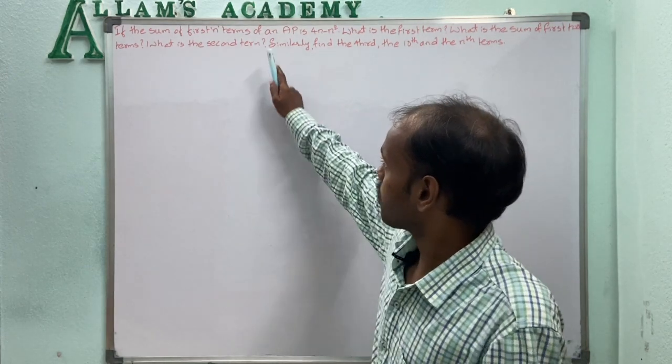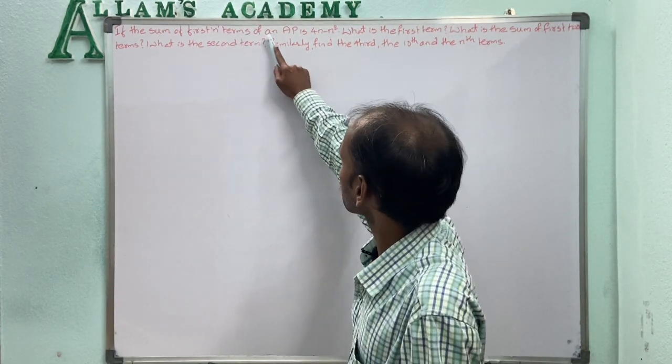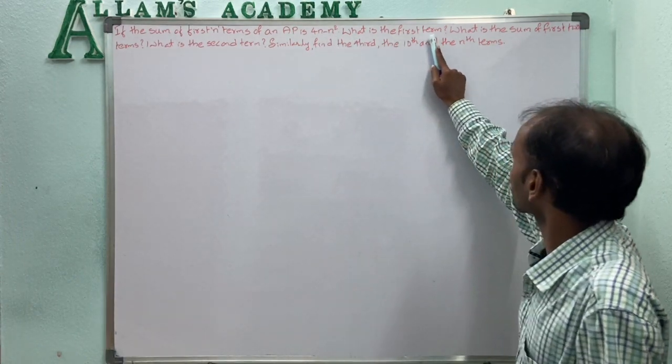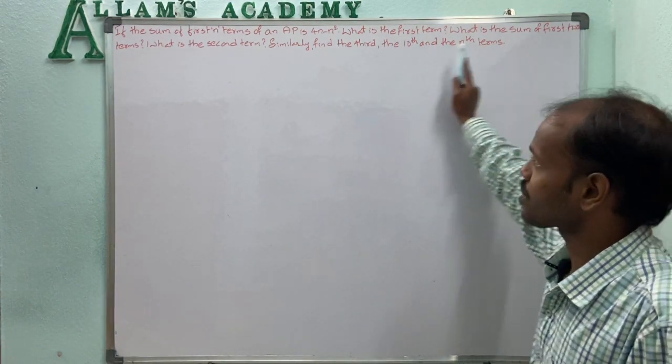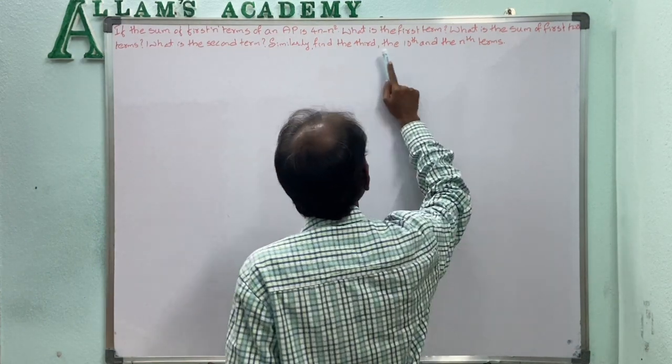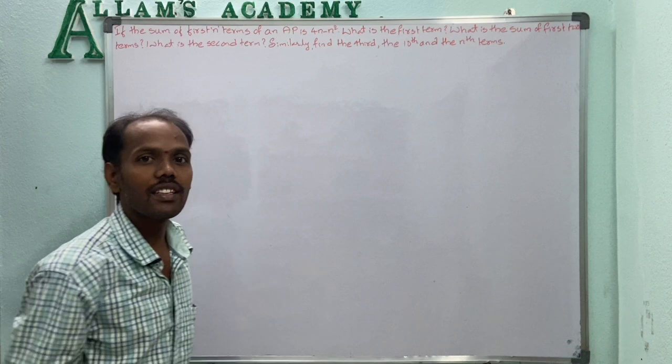Here is the given problem: if the sum of first n terms of an arithmetic progression is 4n minus n square, what is the first term? What is the sum of first two terms? What is the second term? Similarly, find the third, the 10th and the nth terms.